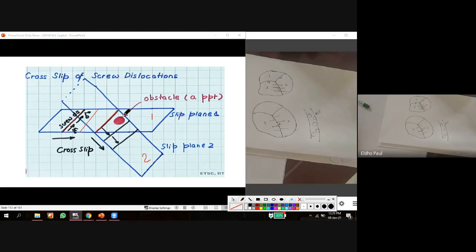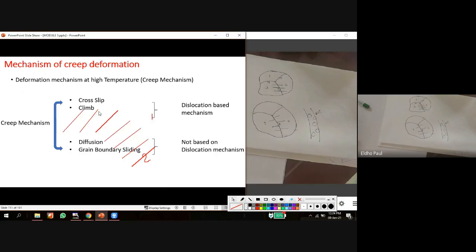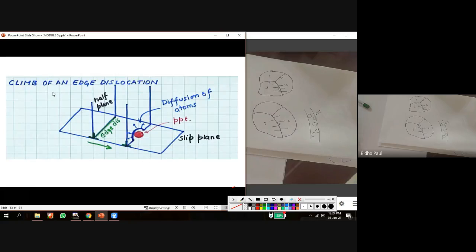So what does it do? The dislocation moves along slip plane two. So it changes direction from slip plane one to slip plane two. This is the further motion of the dislocation. So this process is called cross slip. Okay, so cross slip is the first mechanism for this creep deformation. And the second one, I already explained, is the climbing up and down of these dislocations.